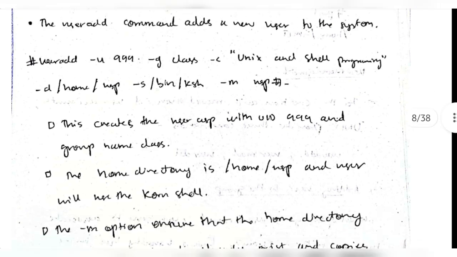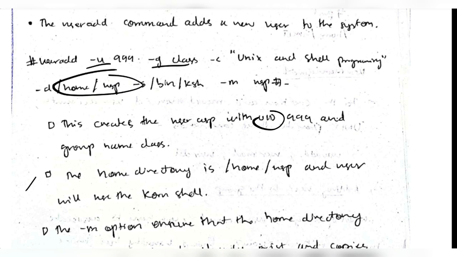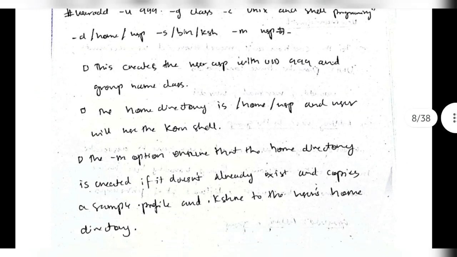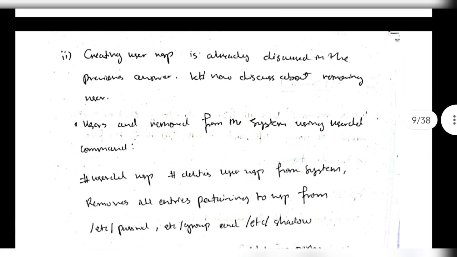So this creates the user USP with the UID, this one, and the g class, this one. So you can go through it. What does this mean? Like this is the home directory and so on. So this is the syntax which you have to write and explain each of these terms used here. That's how you add the user to the group, and creating the user USP.